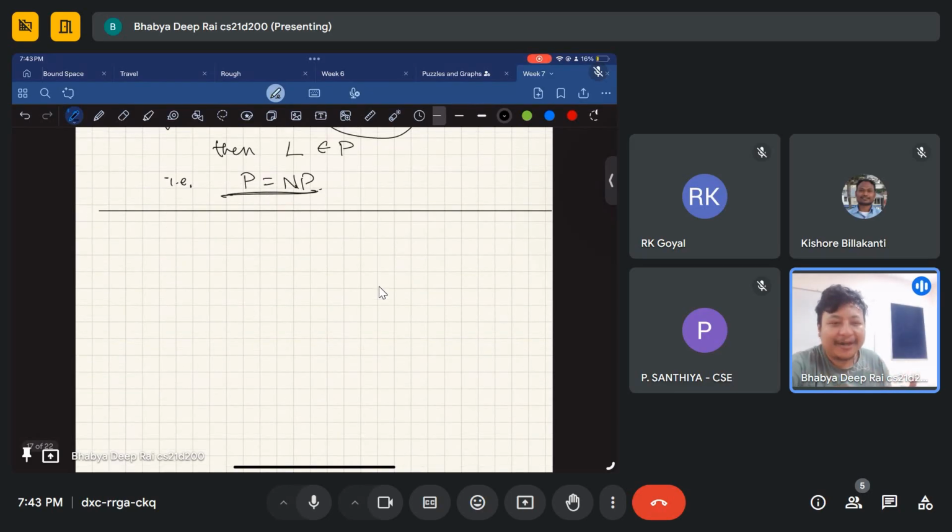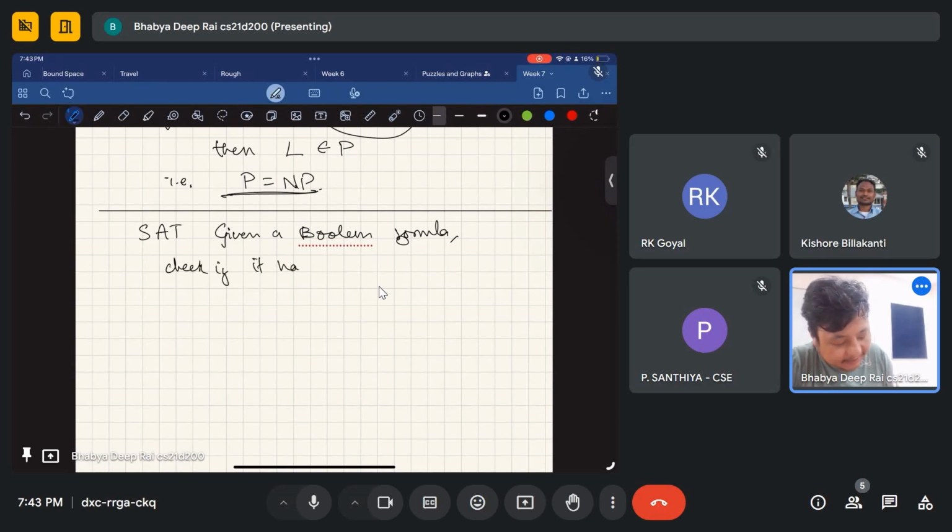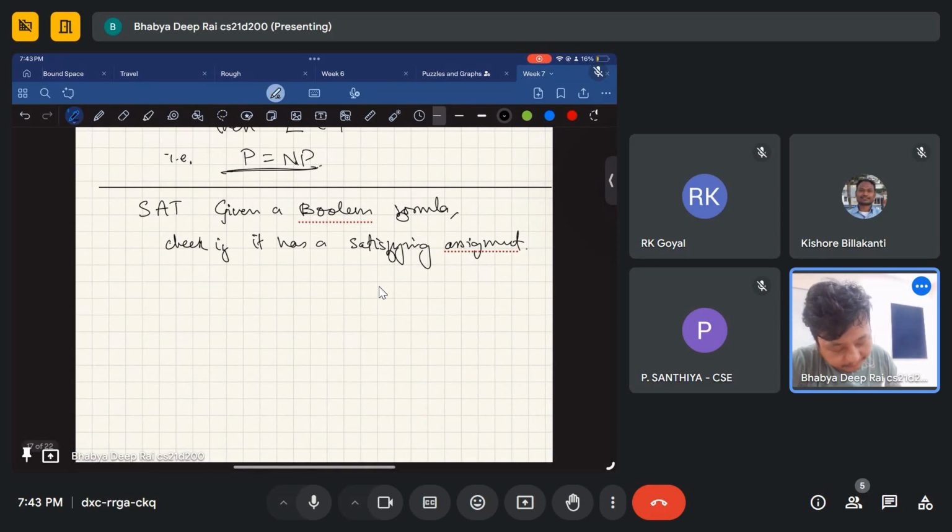Do we know candidates that are NP complete? Yes. SAT is one example. What is SAT? Given a Boolean formula, check if it has a satisfying assignment.